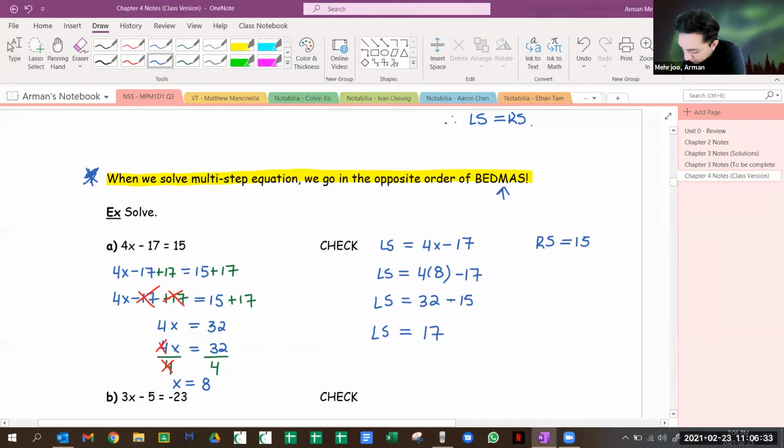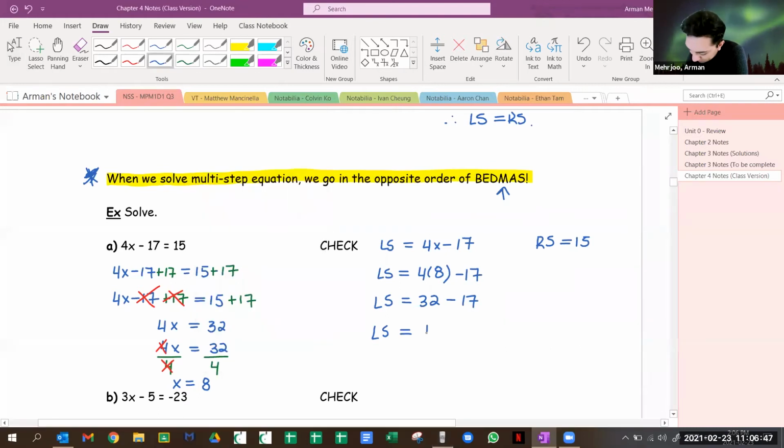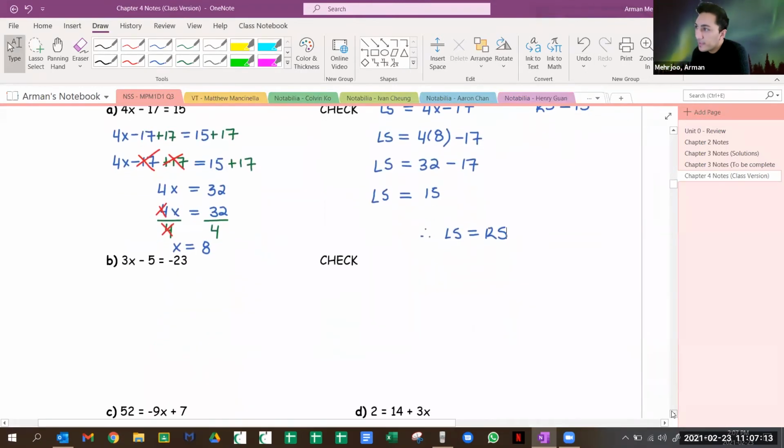Oh, it should actually be 32 minus 17. I mistakenly wrote 15. So let's just check those numbers one more time. So 32 minus 17 is 15. Therefore, left side equals right side. And I know I've done it correctly. Let's go on to the next one.